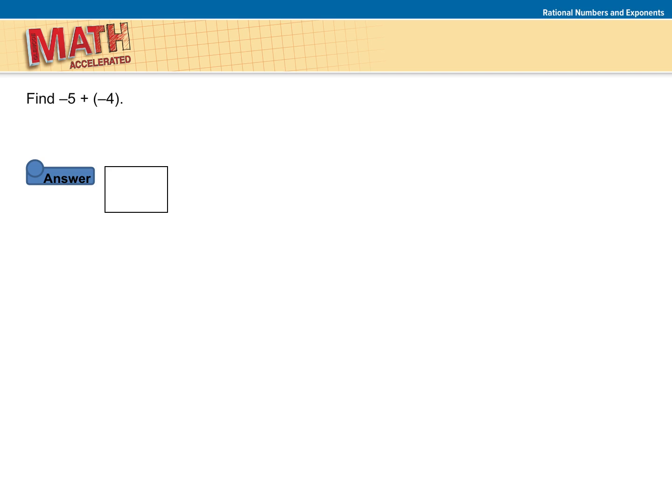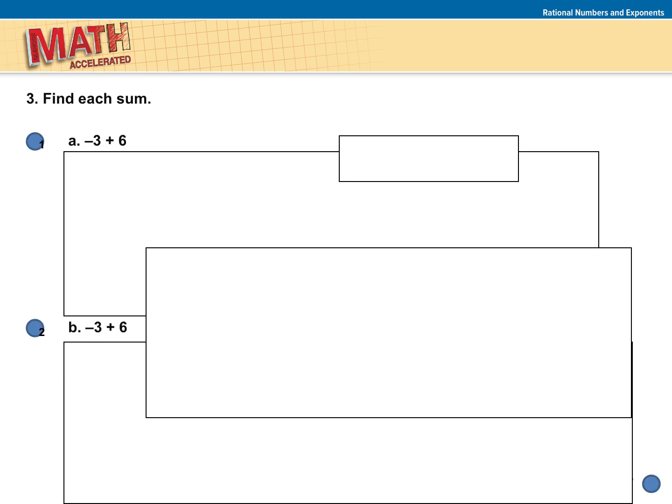Negative 5 plus a negative 4. Why is it negative 9? Because they're both negatives. 5 plus 4 is 9. Yep, good. Okay, ignore all the boxes.